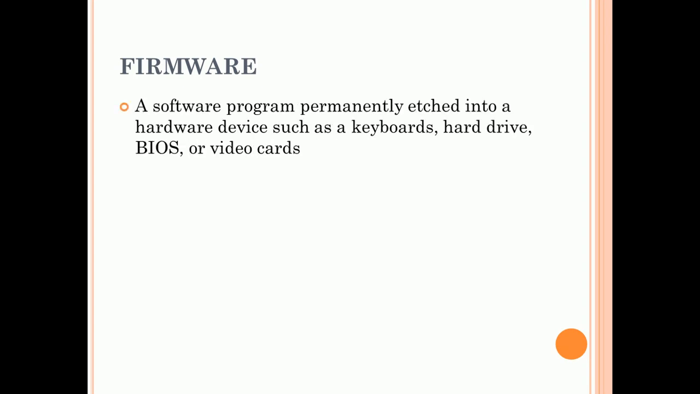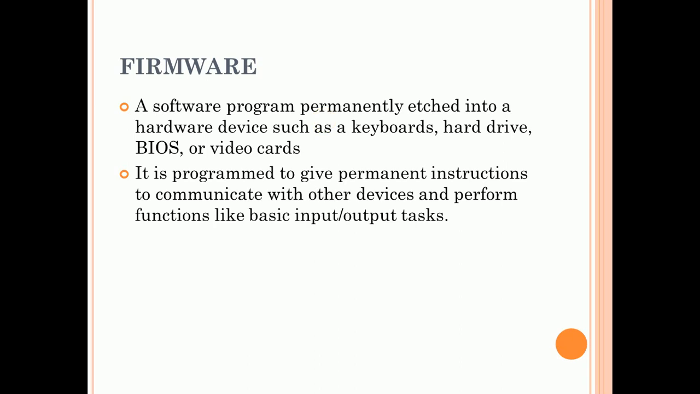Okay. Last point is the firmware. It is also a type of software, which is embedded or etched into a hardware device. Your keyboard, mouse, hard disk, BIOS, and video cards. All the input devices and output devices have software embedded in that hardware device. Without that software, your keyboard will not run. Unless you install that software, your keyboard will not run, your mouse will not run. So you have to install that software program in the computer. This software program is called firmware.